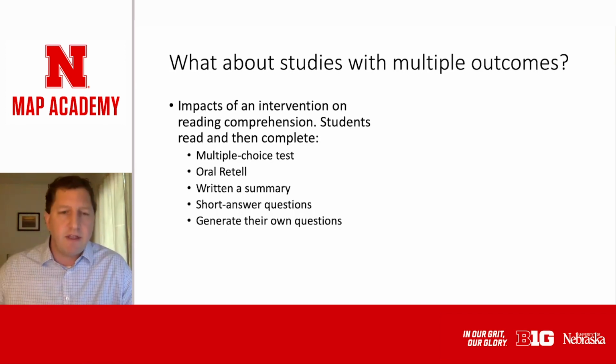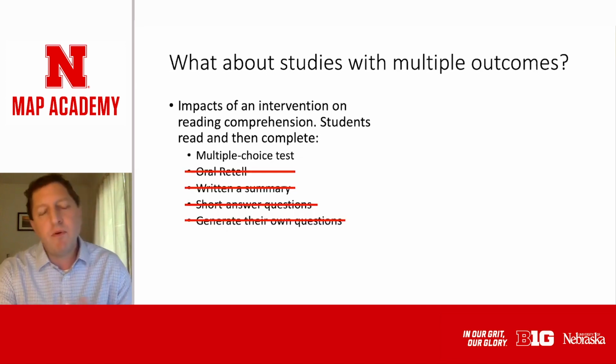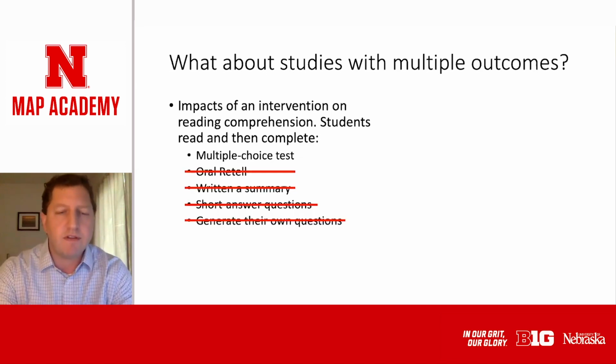There's a variety of things that the tests that these students could be taking. And so the question is, if we have to only use a single effect size, what could we do, right? In this old approach, they would have to maybe choose a particular test, and they might say, oh, the multiple choice test is the most representative of reading comprehension. So we're going to use that test.